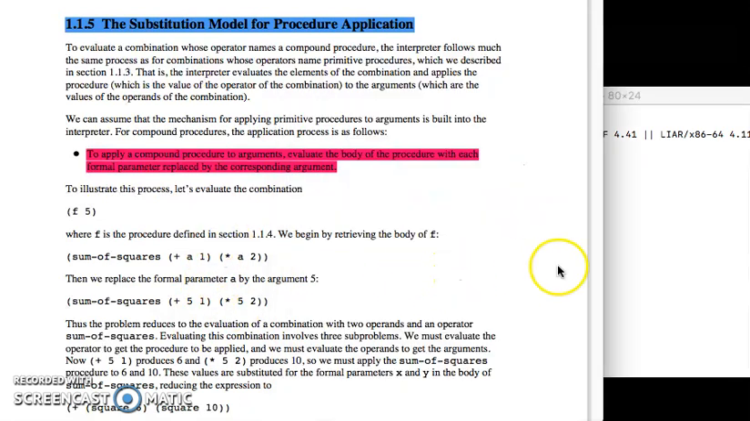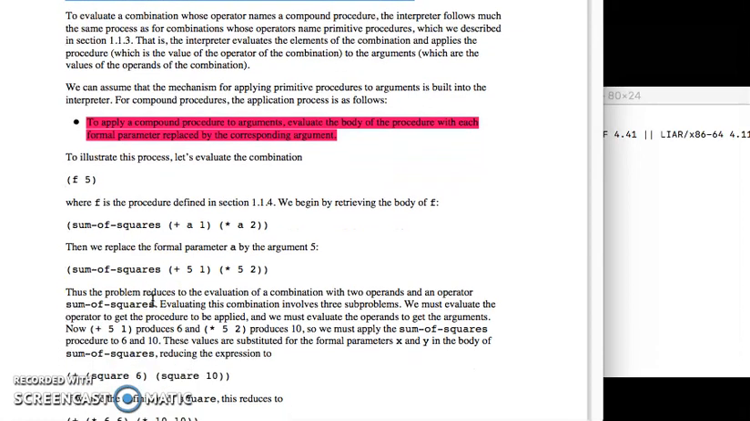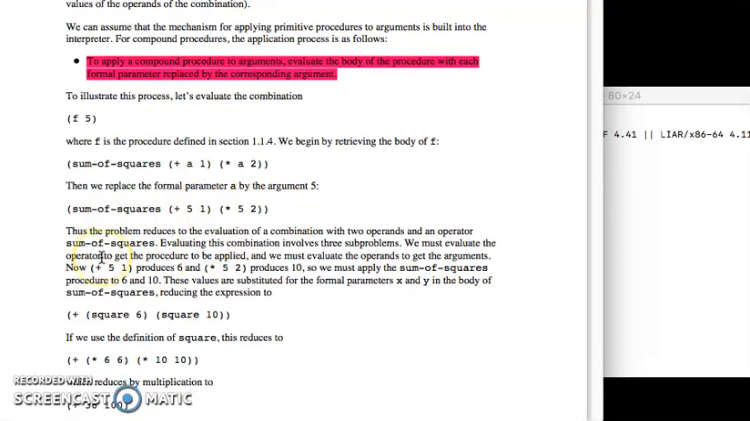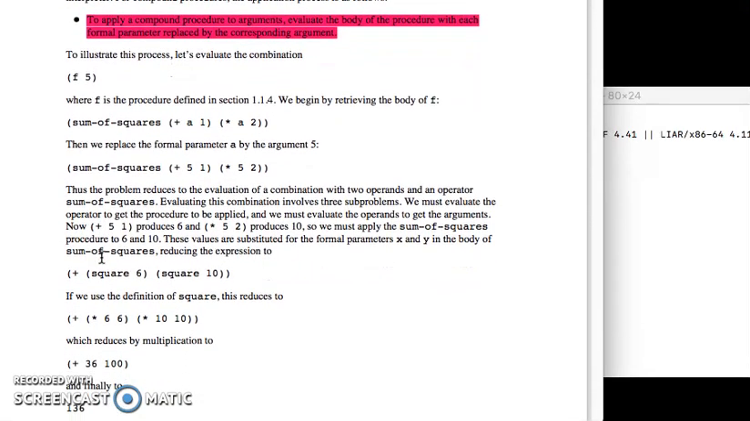Where f is the procedure defined in section 1.1, we begin by retrieving the body of f, the sum of squares of (plus a 1) times (a 2). Then we replace the formal parameter a by the argument 5. So of course (plus 5 1) times (5 2). Thus the problem reduces to the evaluation of a combination with two operands and an operator, sum of squares. Evaluating this combination involves three subproblems.